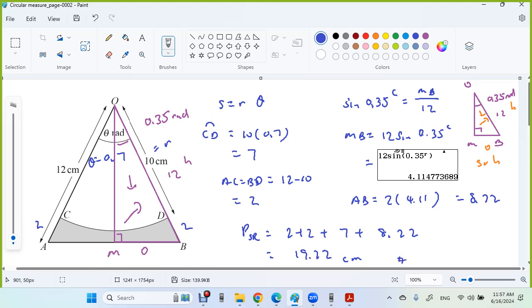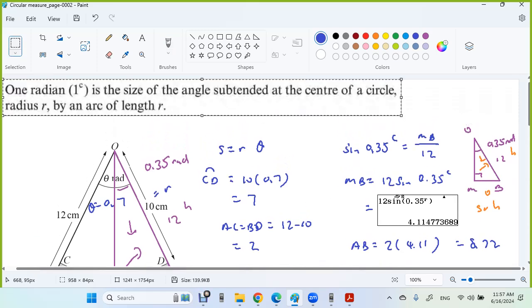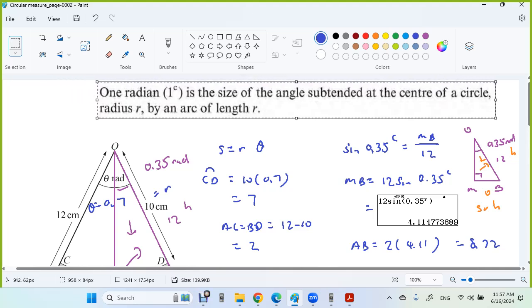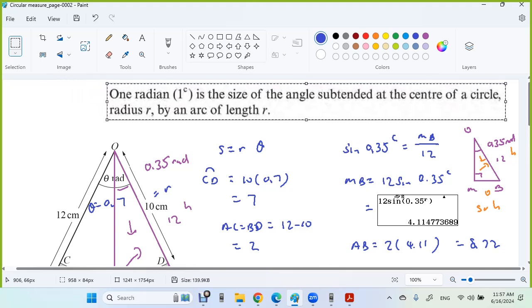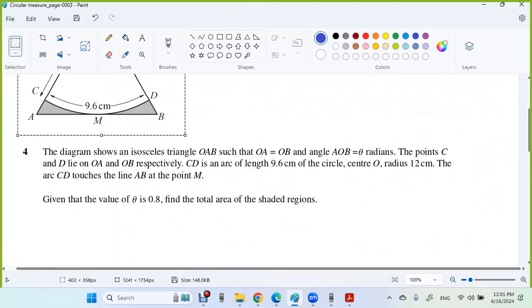Over here, I write sine 0.35c. Why do I write it this way? Because in the course book, it says that 1 radian, 1c, is the size of the angle subtended at the center of a circle, radius r, by an arc of length r. So this is 1c. They use c instead of r. The calculator uses r, but for IG, we use c.